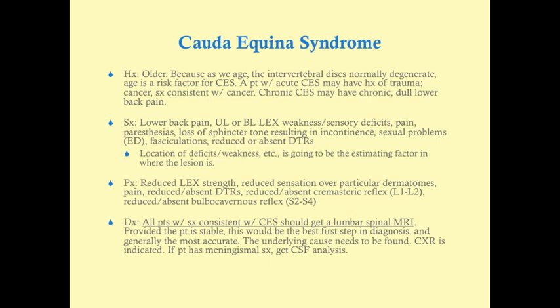You can have reduced or absent deep tendon reflexes. If it's not at a level that necessarily causes a deep tendon reflex loss, you may have different reduced or absent reflexes. So there's a couple important ones that are good to know about. One is the cremasteric reflex. That's at L1 and L2. And a lot of times, if you have a lesion at L2 or L3, you're going to have an absent patellar reflex. But if the lesion is higher, if it's at L1 or L2, you will often have a reduced or absent cremasteric reflex.